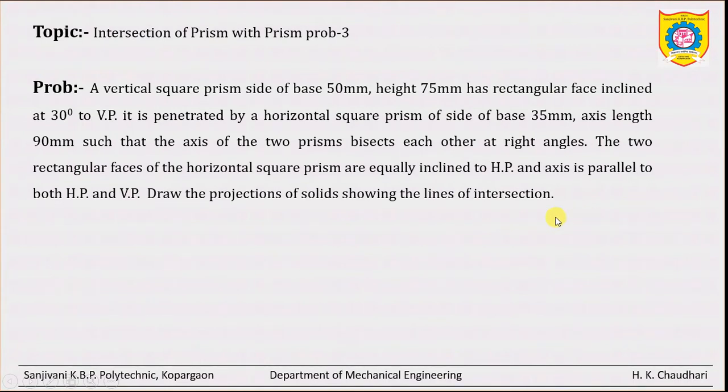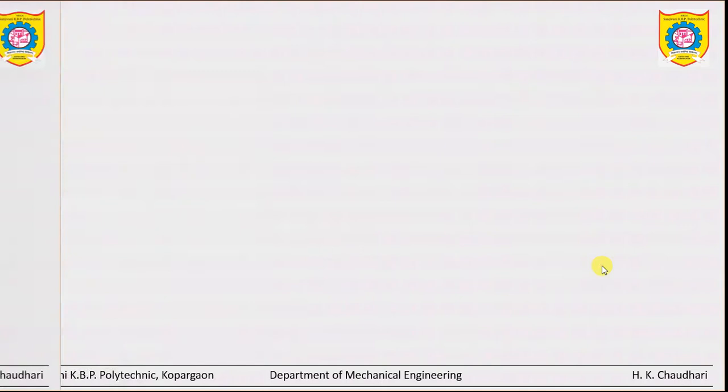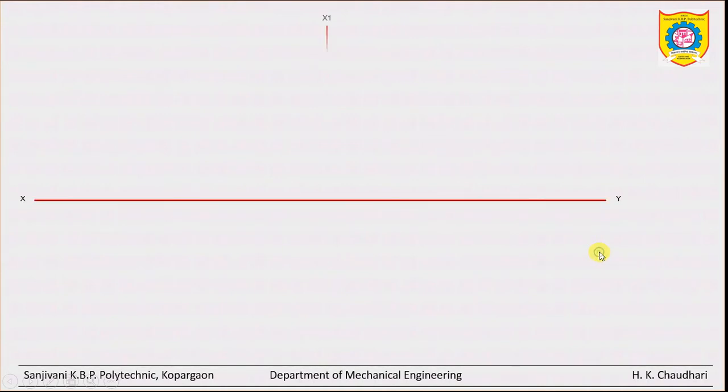So see this problem. Now the difficulty level is increasing. So just read the problem carefully and see the solution. Just draw the initial views. We already know how to draw the initial views of the given problem by drawing the xy and x1y1 line. Now the problem is that one of the rectangular faces is inclined at 30 degrees.